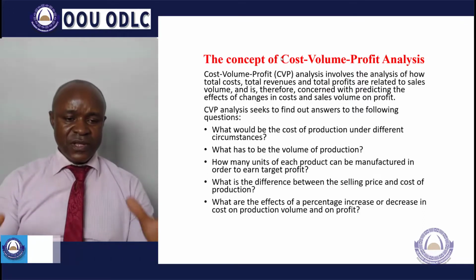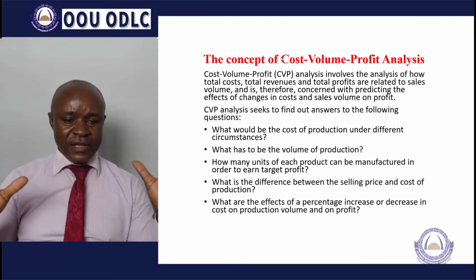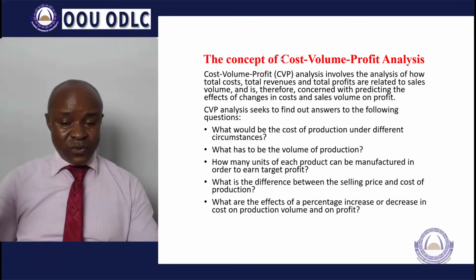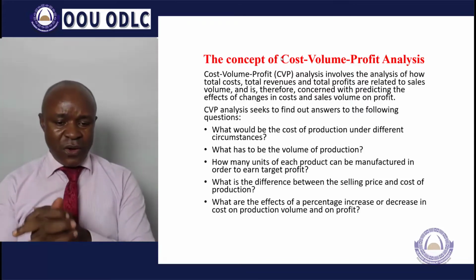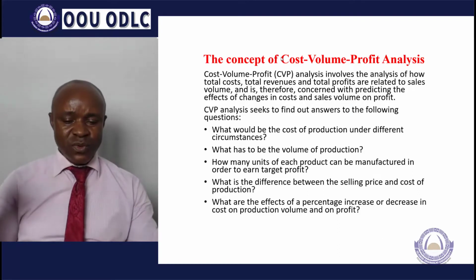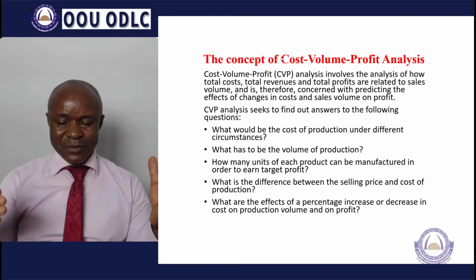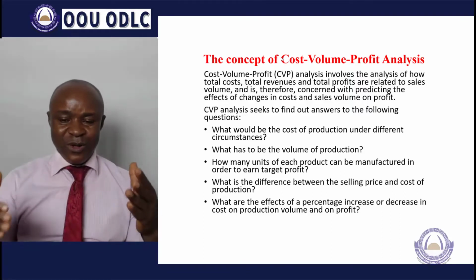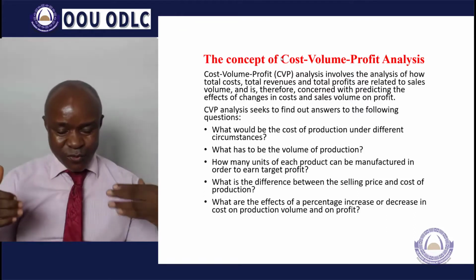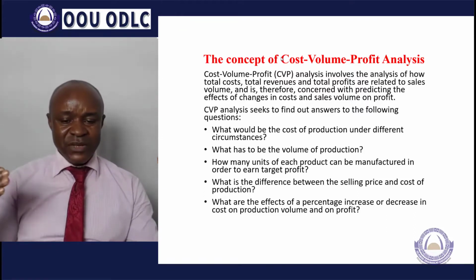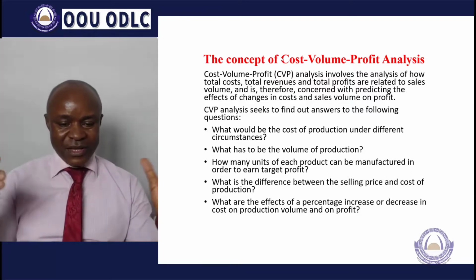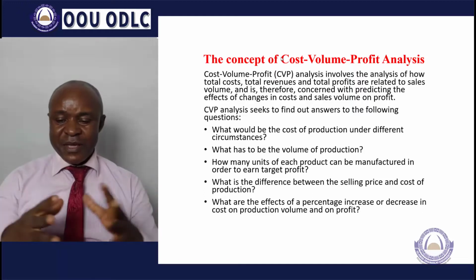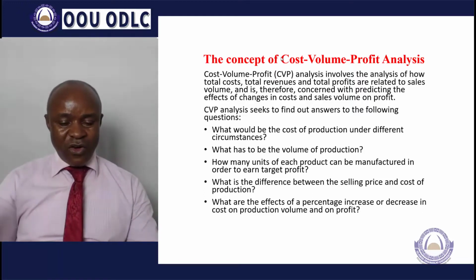and that's exactly what we're trying to do in this session. So the CVP, or the cost volume profit analysis, seeks to find answers to certain questions. Some of these questions are: one, what will be the cost of production under different circumstances? What has to be the volume of production to be able to break even or to be able to make a certain profit? What volume of production should we produce? How many units of each product can be manufactured in order to earn a targeted profit? That's an important question. What is the difference between the selling price and the cost of production?